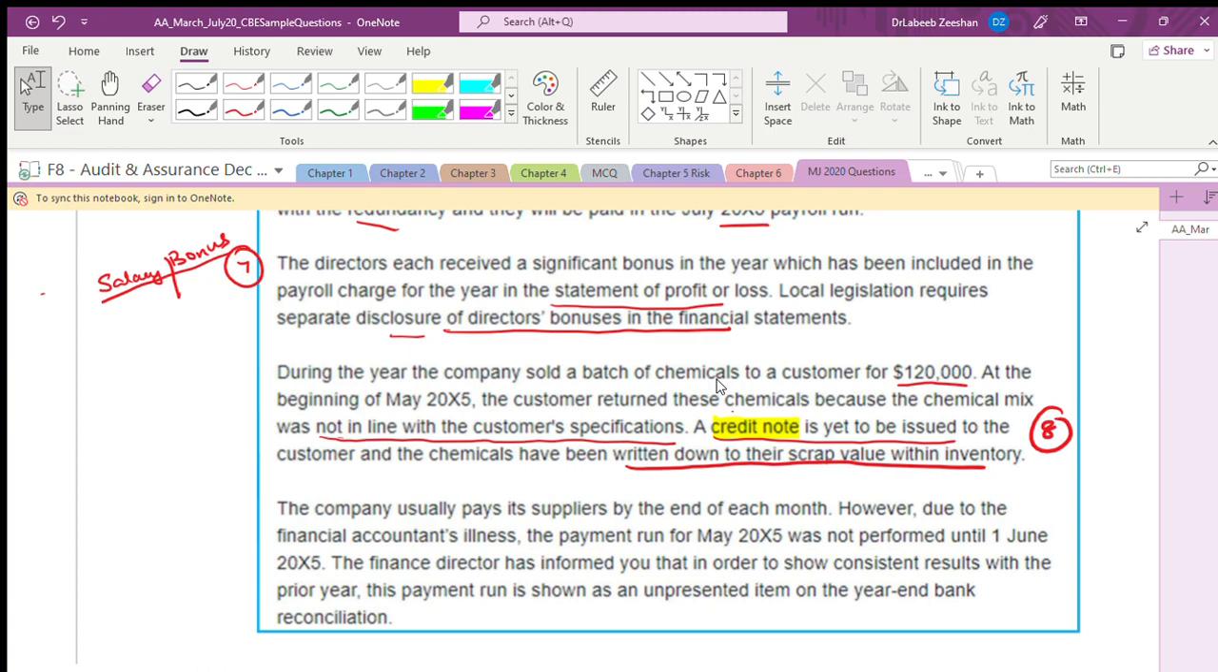Now, the company usually pays its suppliers by the end of each month. However, due to the financial accountant's illness, the payment run for 2000 was not performed. On June 1st, the finance director informed that in order to show consistent results with the prior year, the payment run is shown as an unpresented item on the year-end bank reconciliation.